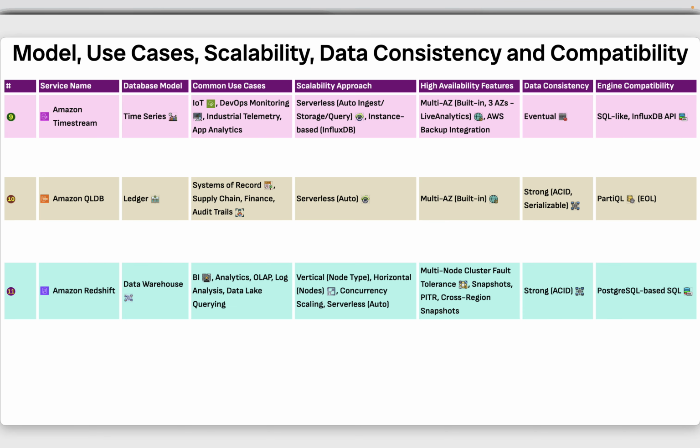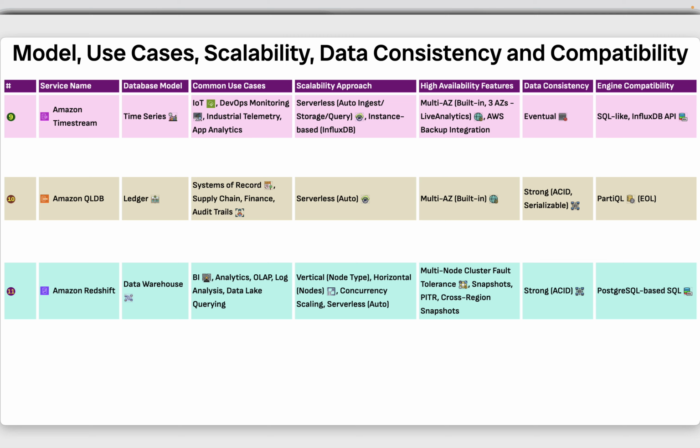Then comes Redshift. Even though it belongs to analytics services, I will just mention it because it gets very easily confused, because this is also a kind of database, but it's 100% analytics. So it's used for data warehousing. And common use cases are business intelligence, analytics, online analytical processing, log analysis, data lake querying.